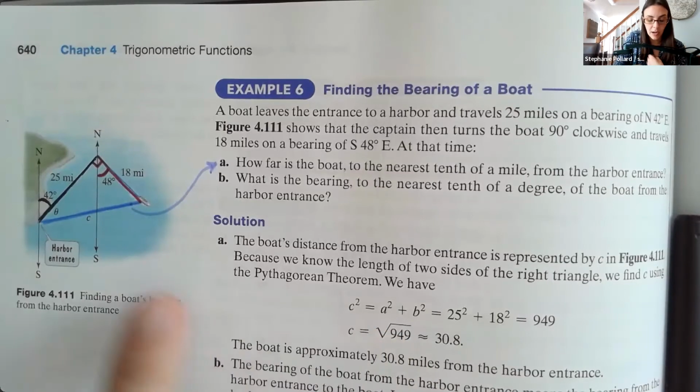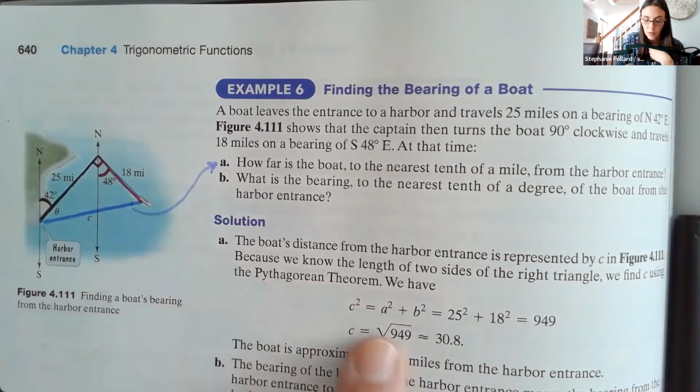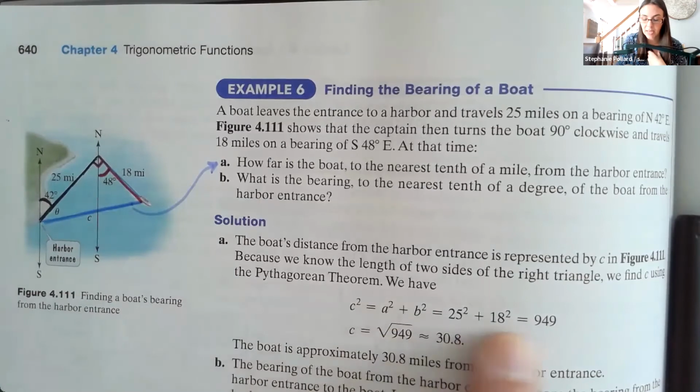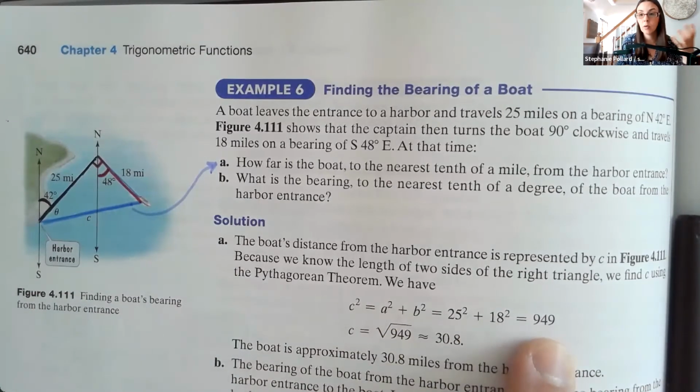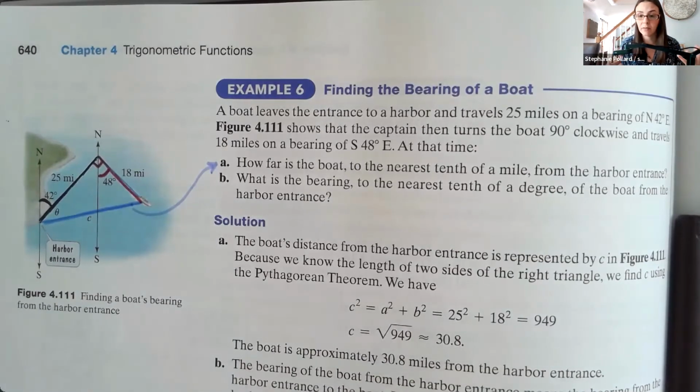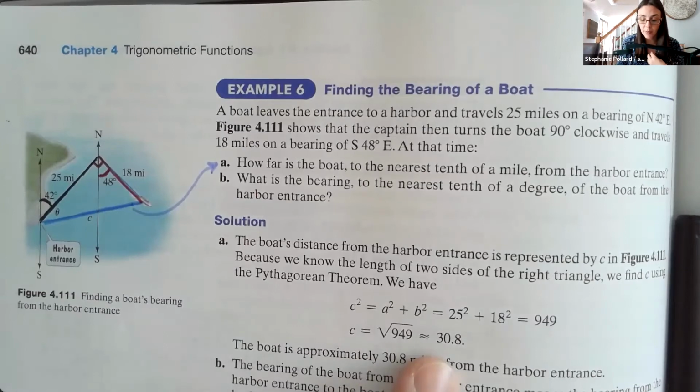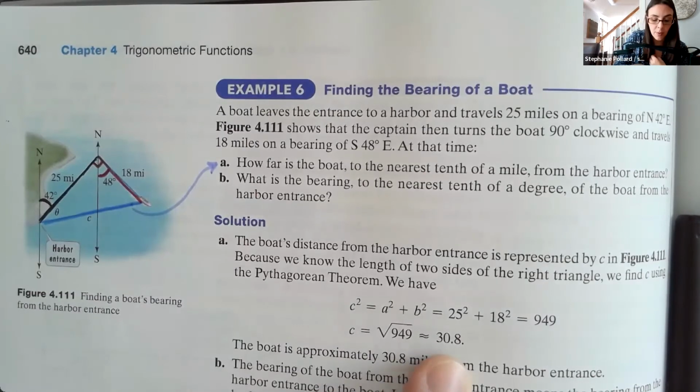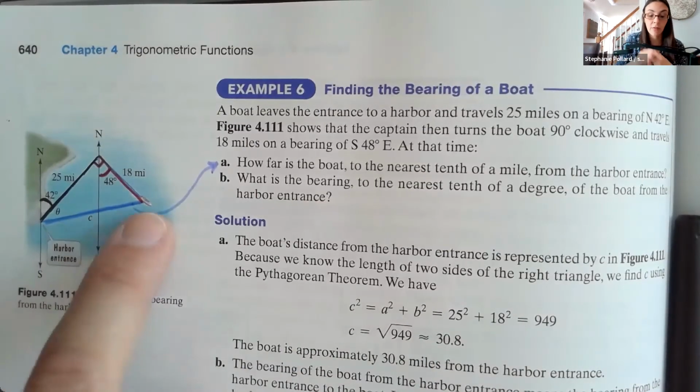So your hypotenuse is the C. So we do 25 squared plus 18 squared, which is 949. And then don't forget, you do need to take the square root to solve. And again, the positive square root here, because we're doing something with a length, you can't have negative length. And it's going to be about 30.8 miles. So the boat is about 30.8 miles from the harbor.